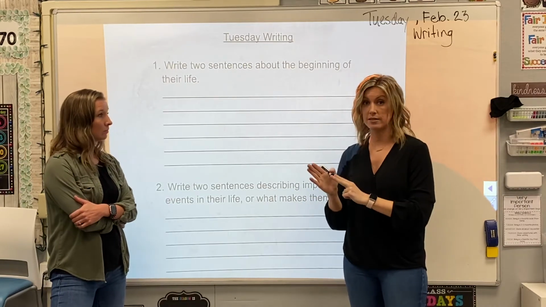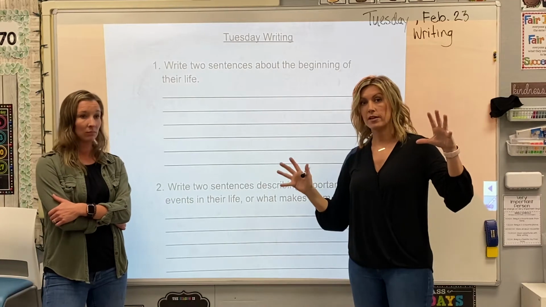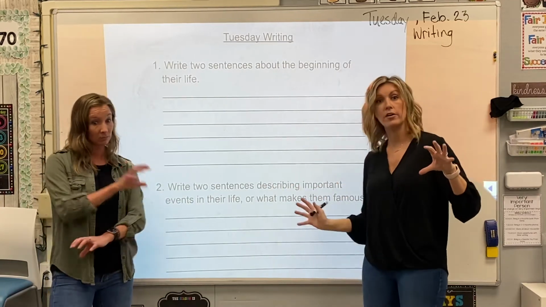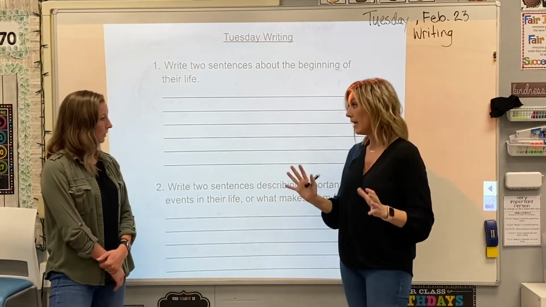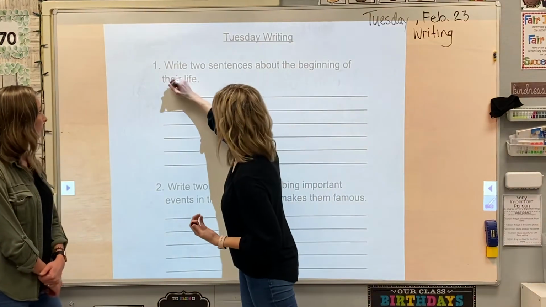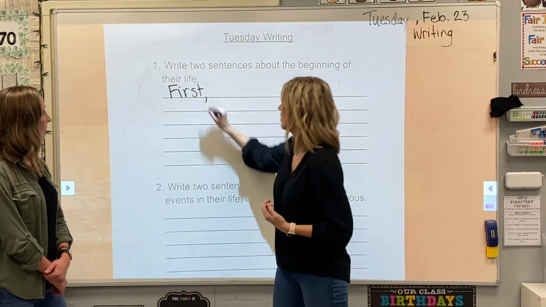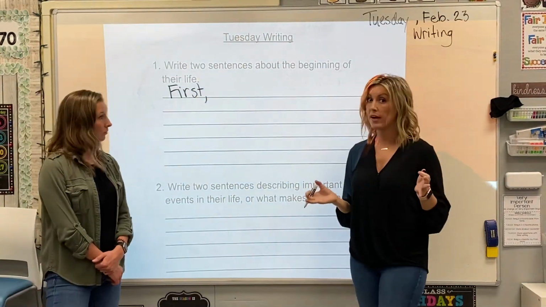2 separate sentences. That's not 2 lines. It's 2 sentences with a capital letter and a period at the end, and then another capital letter and another period at the end of the second sentence. And we want to make sure to use those transition words. You got it. So I will probably start my beginning with first, comma. We always put a comma after a transition word.